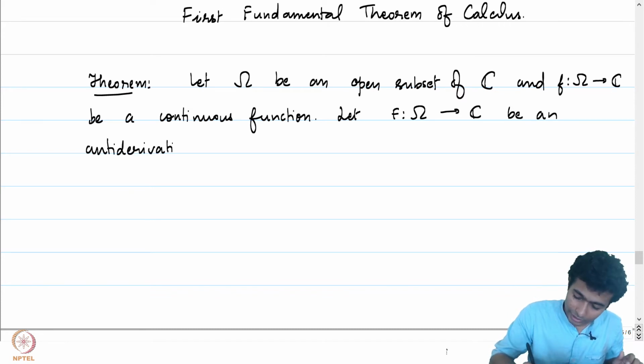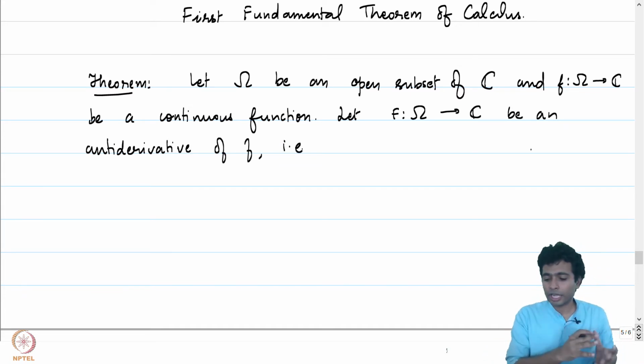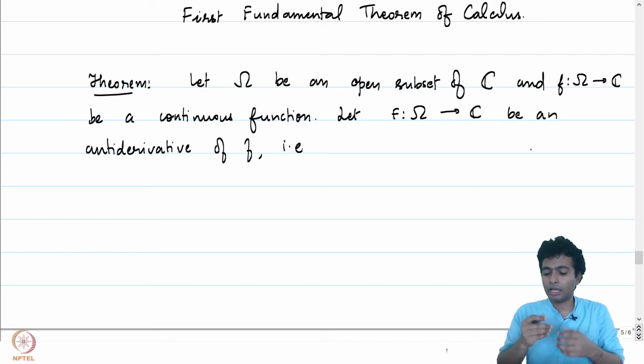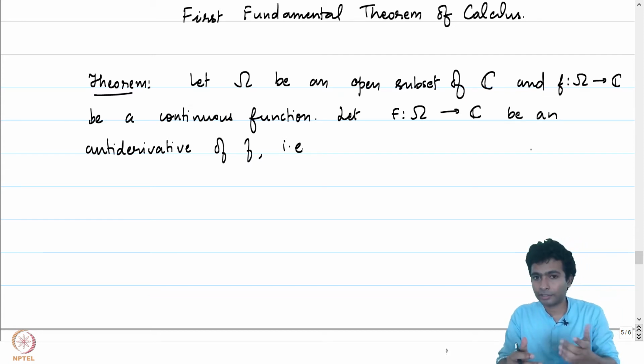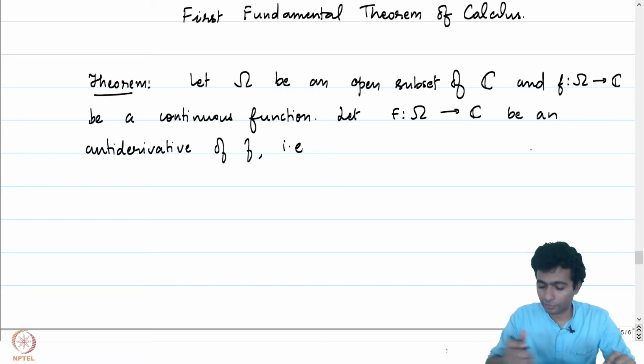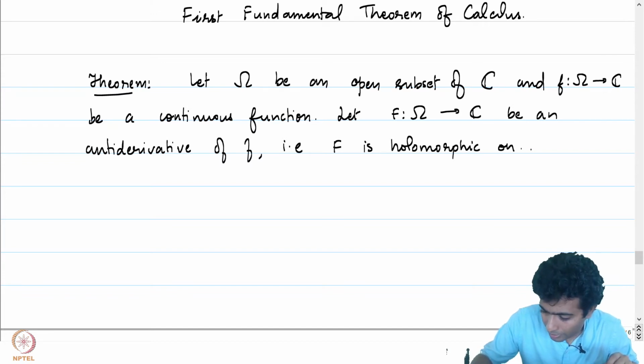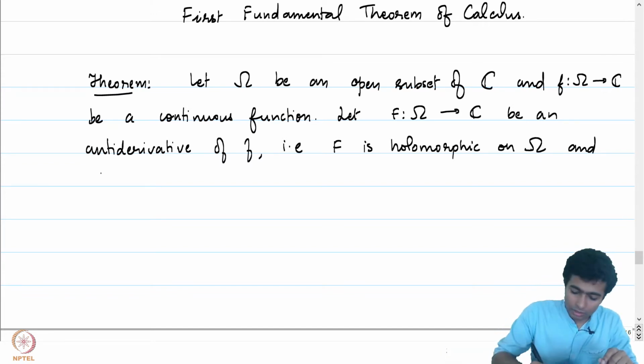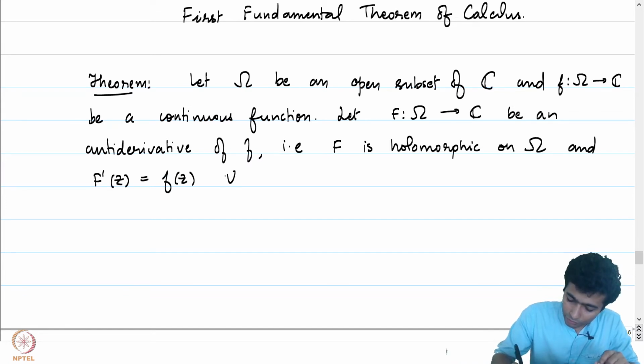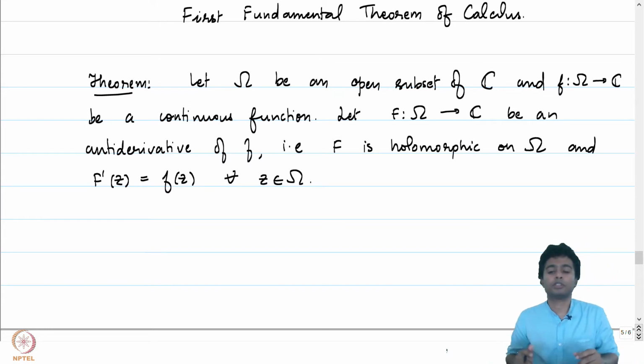What does it mean to say that capital F is an antiderivative of small f? i.e., our function capital F is holomorphic on omega to begin with. Not only is it holomorphic, but its complex derivative at each point is equal to small f of z. i.e., capital F is holomorphic on omega and capital F prime of z is equal to small f of z for all z in omega. So, this is the meaning of capital F being an antiderivative of small f.